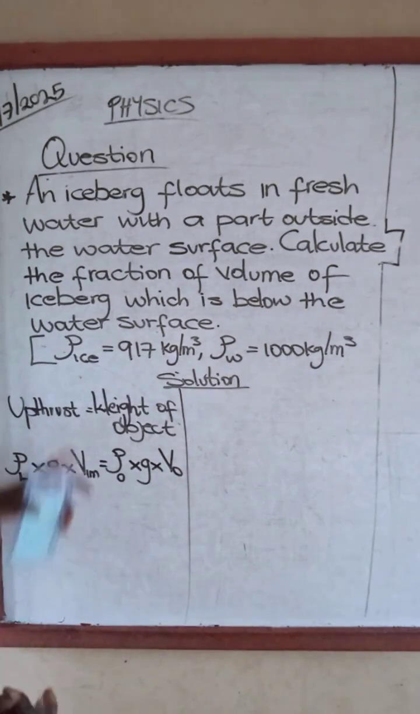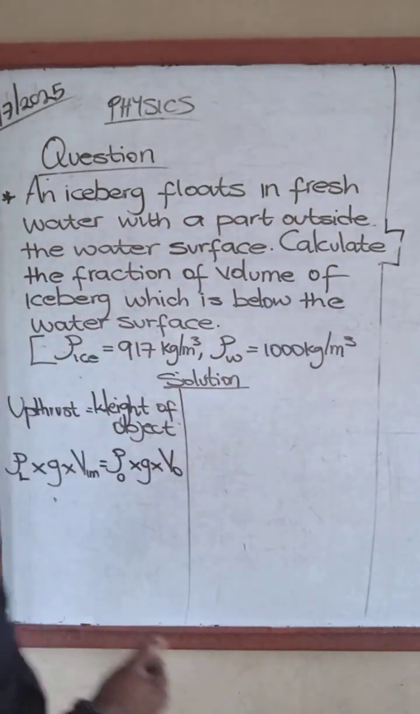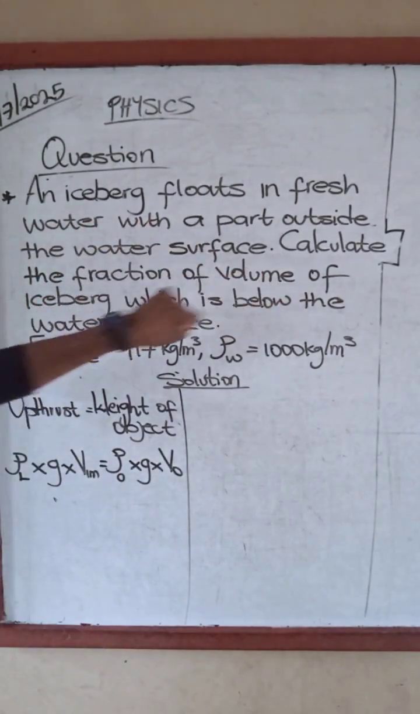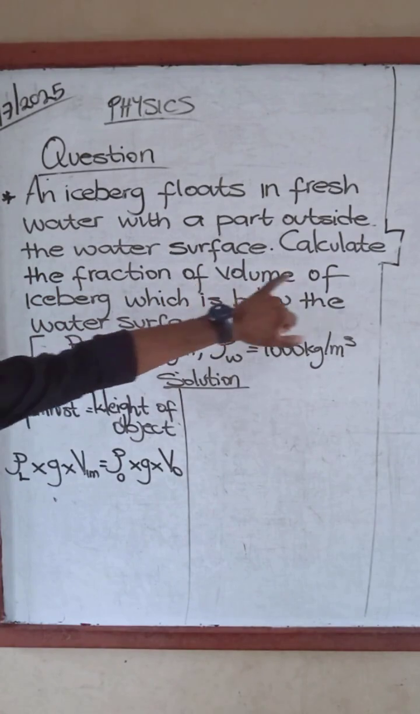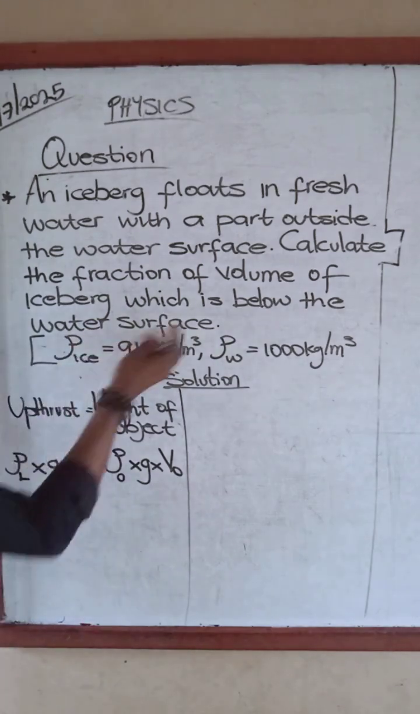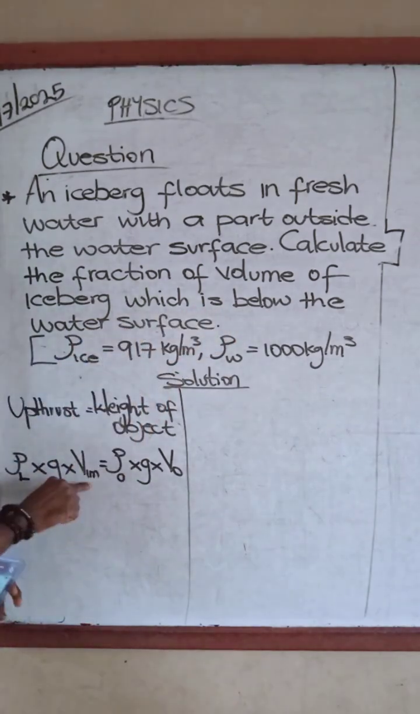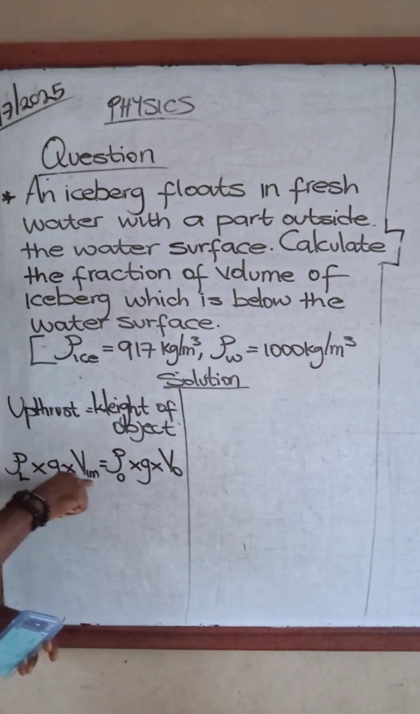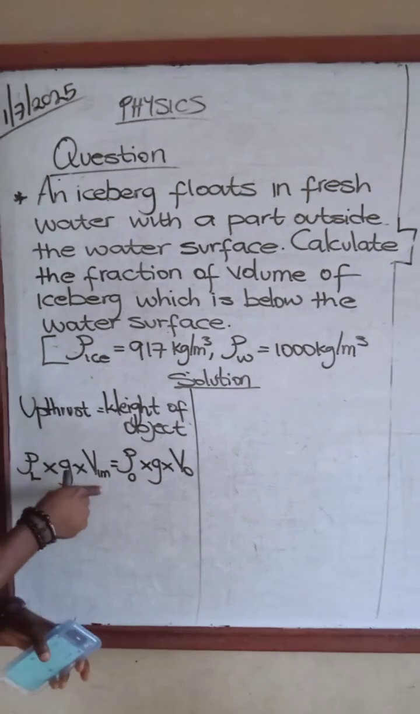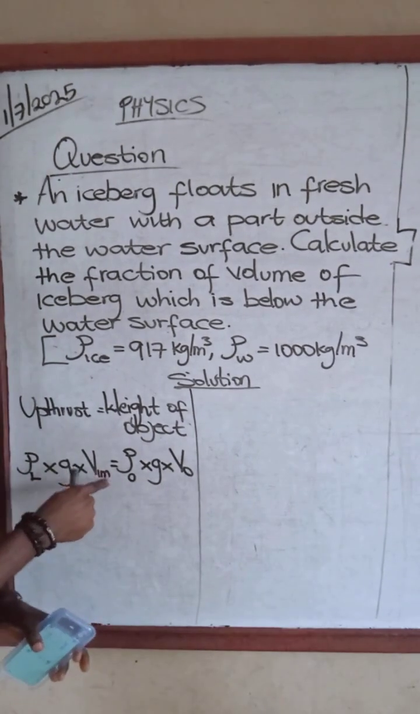Okay, so in this question we're told that an iceberg floats in fresh water with the parts outside the water surface. Calculate the fraction of the volume of the iceberg which is below the water surface. The fraction below the water surface is simply the fraction of the volume that was what? Immersed. So our attention is to try to obtain the volume of the iceberg that was immersed.